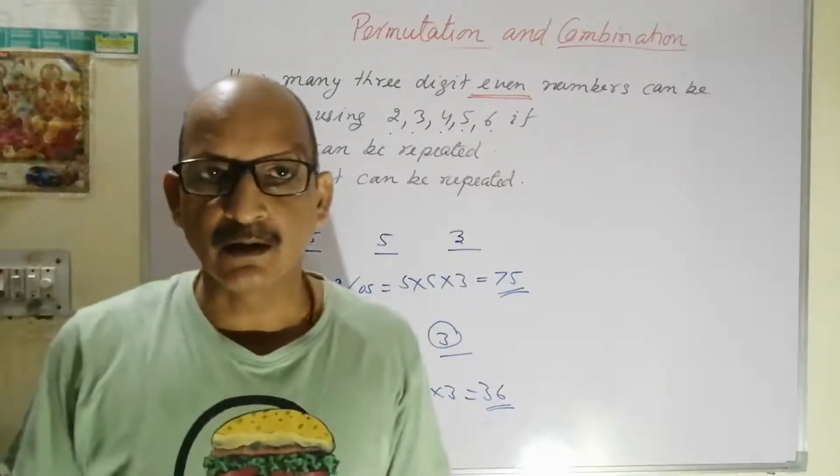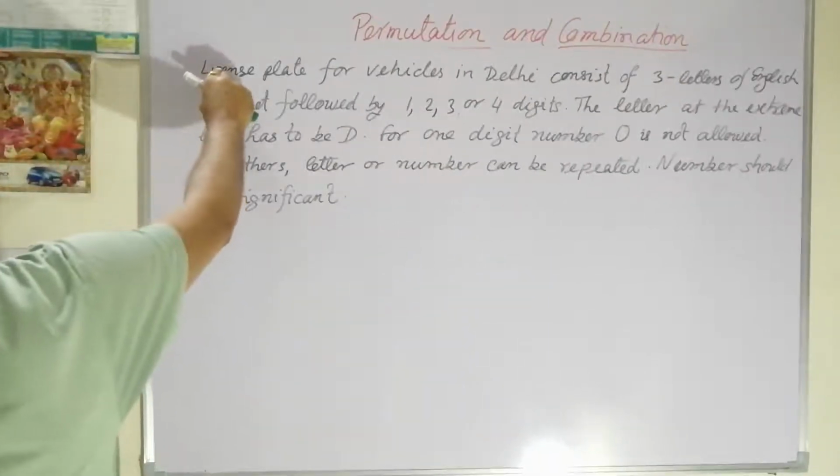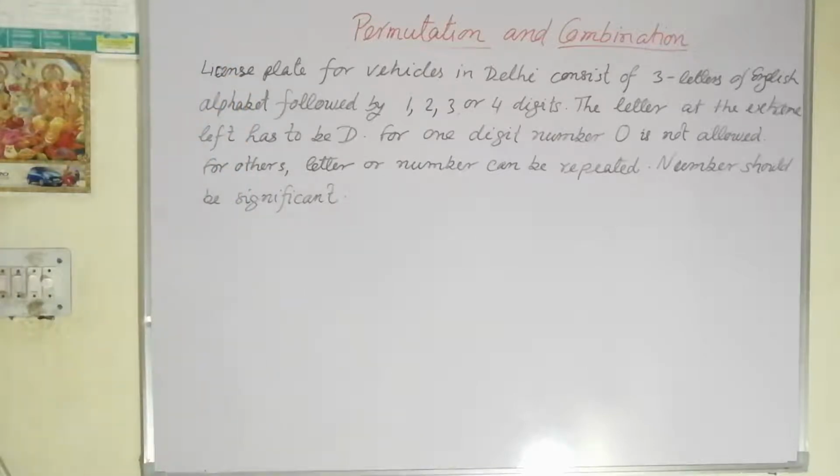Let's take another example, 3. This is a question asked in IIT. License plates for vehicles in Delhi consist of 3 letters of the English alphabet followed by 1, 2, 3 or 4 digits. The letter at the extreme left has to be D. For a 1-digit number, 0 is not allowed. For others, letters or numbers can be repeated. Number should be significant. Actually, we have to think on 2 words here, which is very important to take care of.